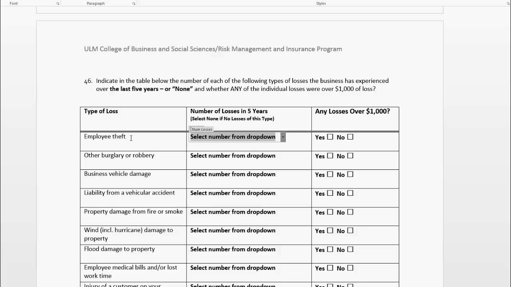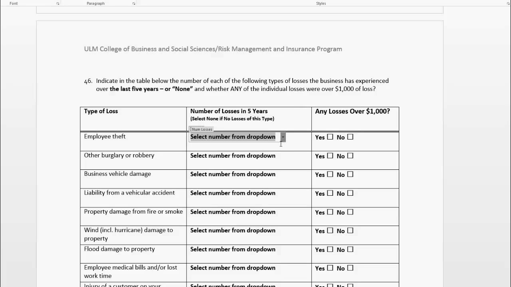And what you're going to ask is, have you had any employee theft losses? How many in the last 5 years? And that's the total number. We don't want a per year number, but we want the total number. And you may need to let them think about this a while. They may even need to check their records. Again, don't hand them the survey, but you may need to prompt them.